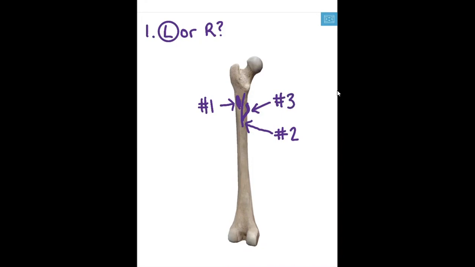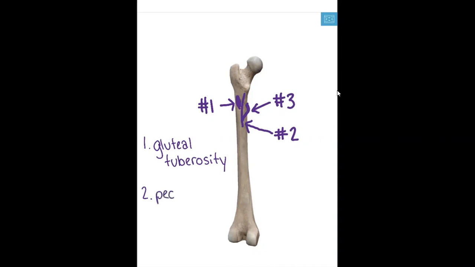Okay. So give yourselves a second and try to figure out what numbers 1, 2, and 3 are. Okay, so number 1, again, we have the gluteal tuberosity. Number 2, we have the pectineal line. And number 3, we have the spiral line.